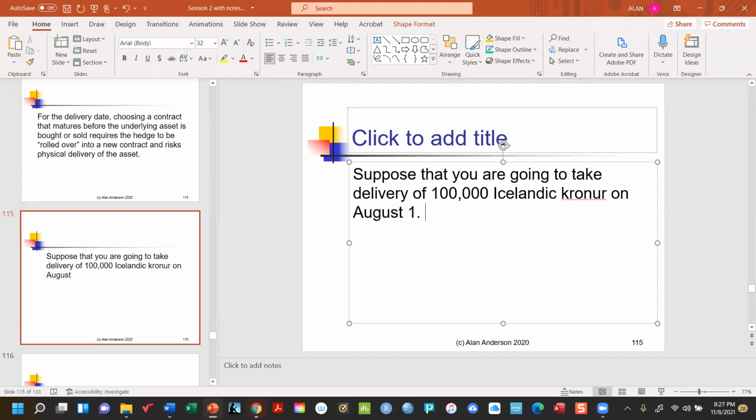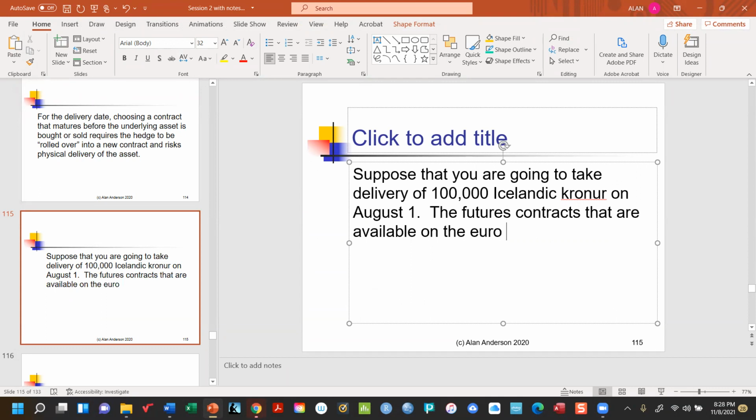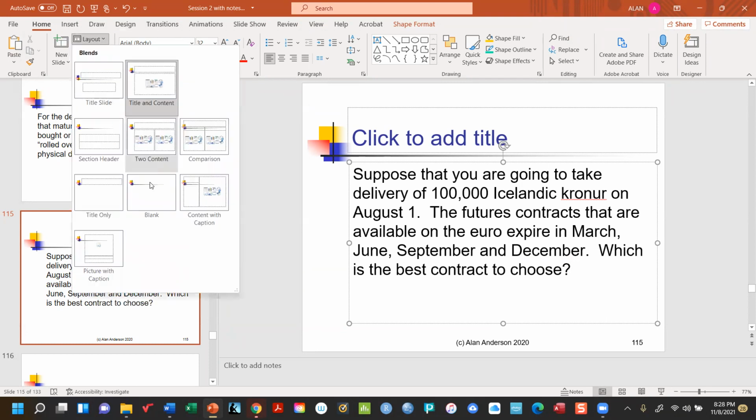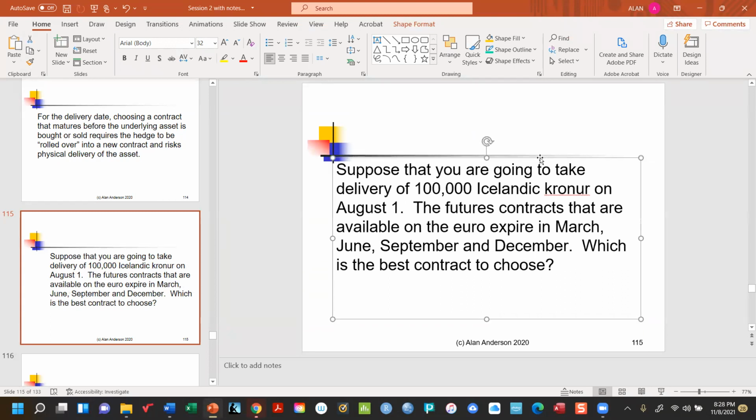On August 1st. The futures contracts that are available on the euro expire in March, June, September, and December. Which is the best contract? Okay, well, there's a couple of ways of looking at it, but obviously I want to pick either June or September. I want to get as close as I can.